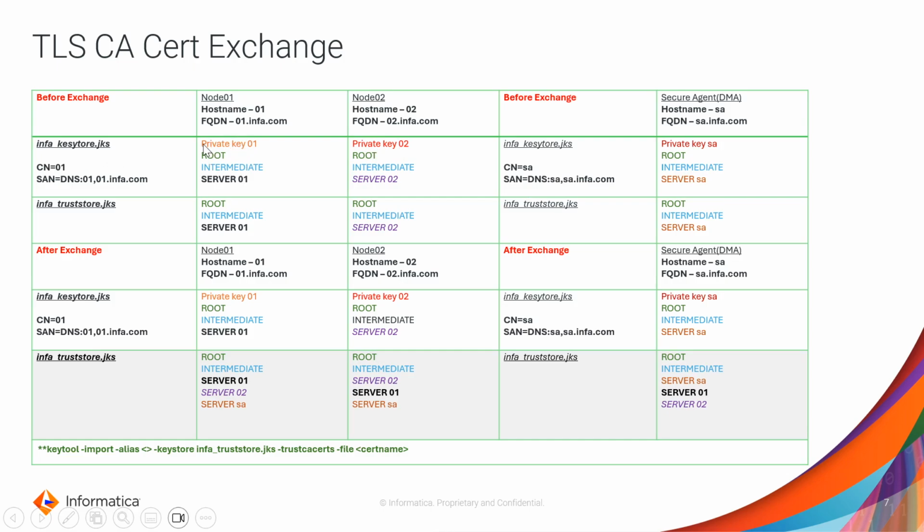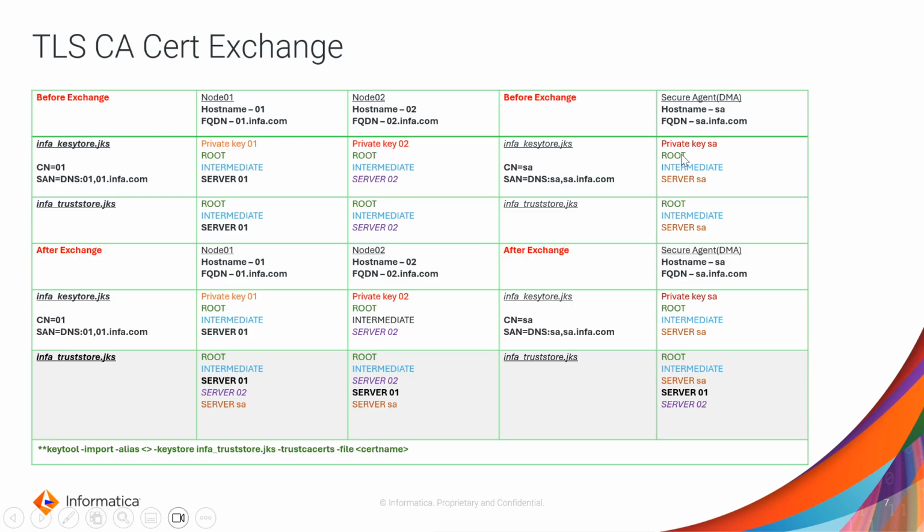If you see here, node 1 keystore.jks contains the private key. Just for naming sake, I have given it 01. Then root, intermediate, and the server certificate of node 01. Now the server certificate and private key are unique to this node. Root and intermediate for an organization usually remain the same. Similarly, node 2 has its own private key, root, intermediate, and its own server certificate.